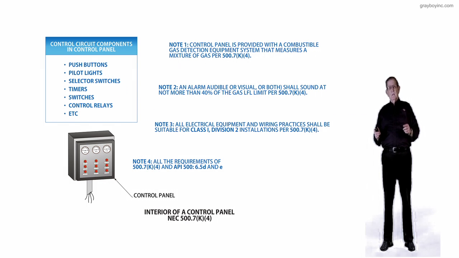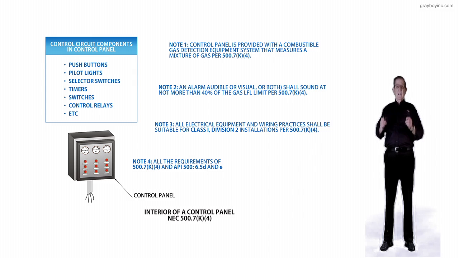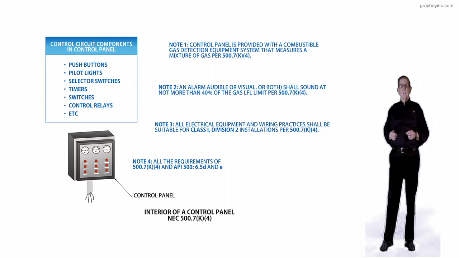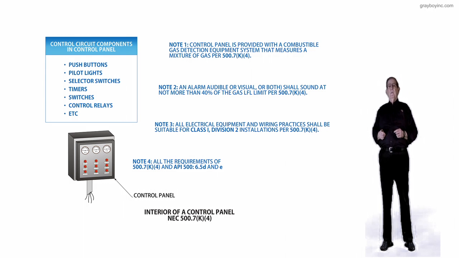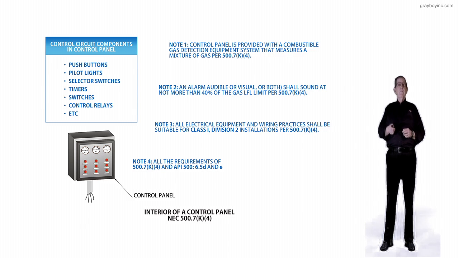This illustration deals with the interior of a control panel, not room, but panel, in accordance with NEC 500.7(K)(4). The purpose of the change was to accept a revision to this section, and the revision has been made to clarify the requirements of the interior of a control panel using a combustible gas detection system.